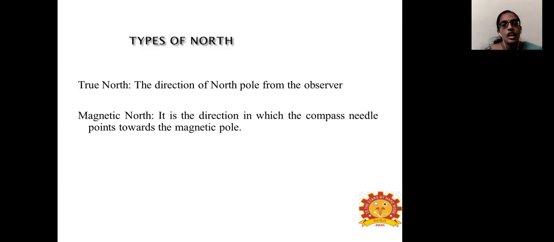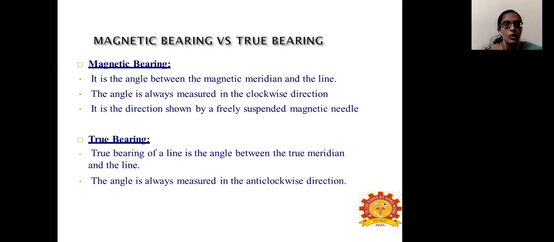There are two types of north and two types of south direction. True north is the direction of the north pole from the observer. Magnetic north is the direction in which the compass needle points towards the magnetic pole. Then there are two types of bearing: magnetic bearing and true bearing.